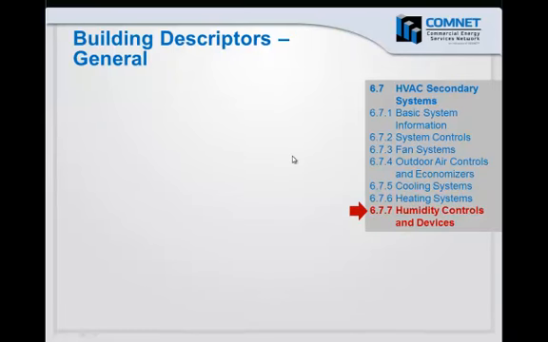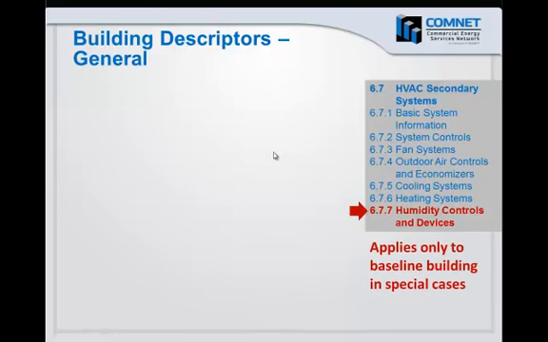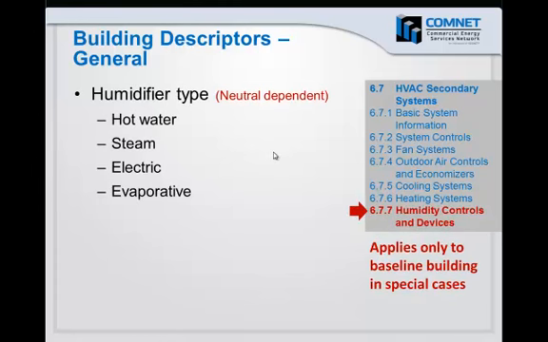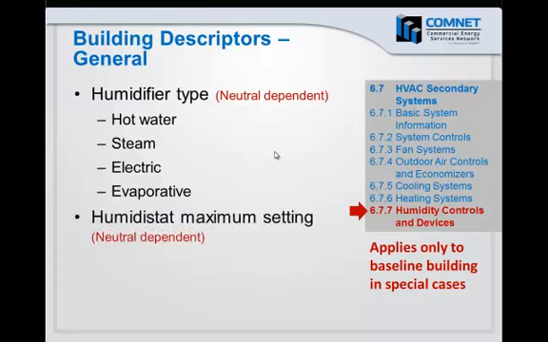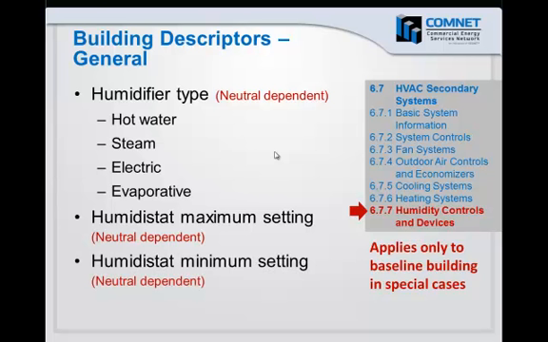Moving on to humidity controls and devices. These again only apply in special cases to the baseline building. The first building descriptor is the humidifier type, whether it's hot water, steam, electric, or evaporative. For the baseline building, this is what we call neutral dependent, which means it takes its value based on the rated building. There's also a humidistat maximum setting. This too is neutral dependent, and the minimum setting is neutral dependent.